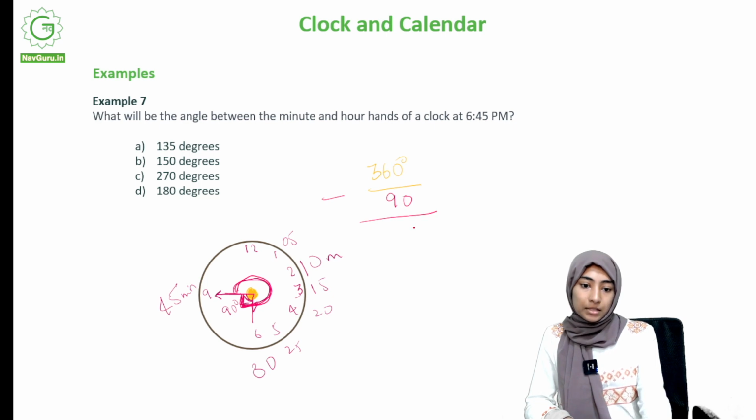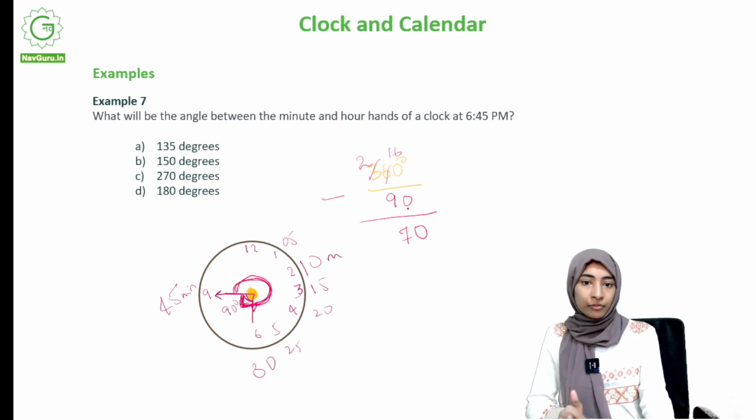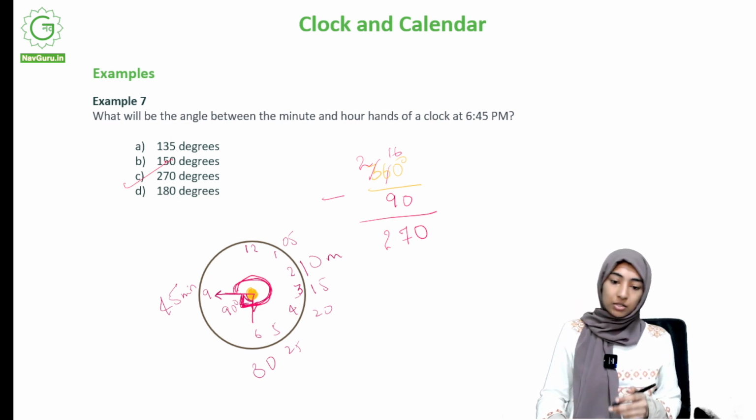0 minus 0 is 0, 16, 2, 7. 9 plus 7 is 16. Right, because see, 7 plus 7 is 14, 15, 16, right? And then you have 2 here. The answer is 270 degrees. The answer is 270 degrees, okay?